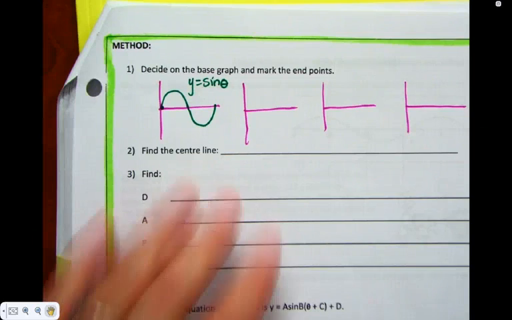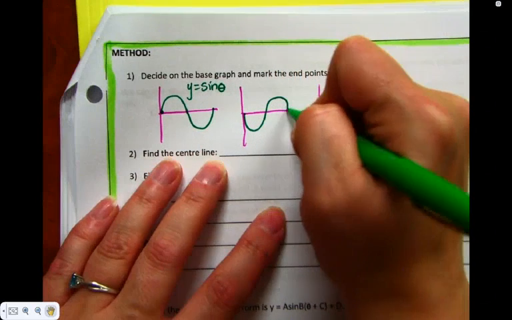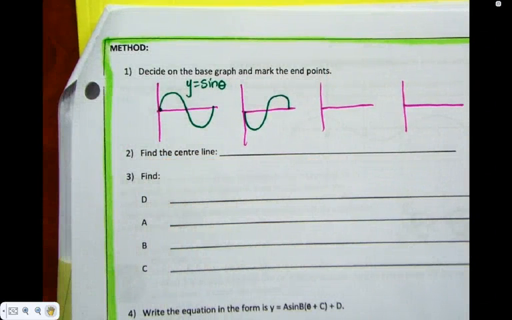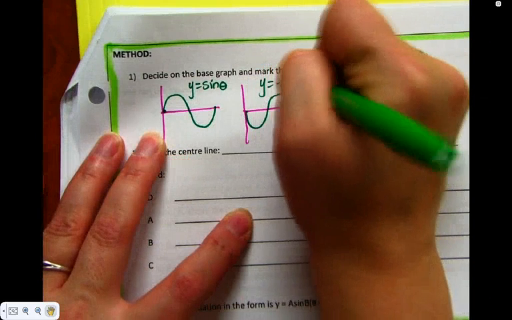Well, sometimes what's going to happen is your base graph is going to go backwards. It's going to go down, and then it's going to go up. Well, that's related to a sine graph. What's the relationship? It's an inverse, not an inverse because it didn't flip the coordinates. It's a reflection. And it's a vertical reflection, so that's a negative sine graph.